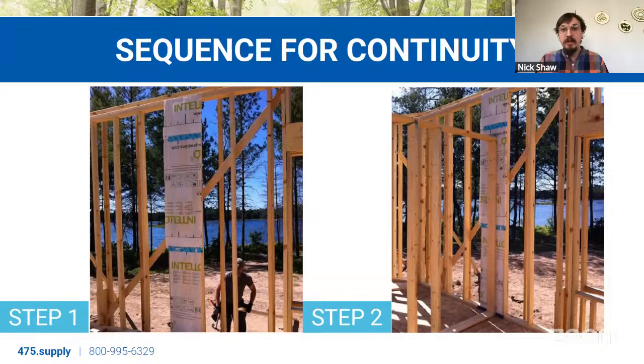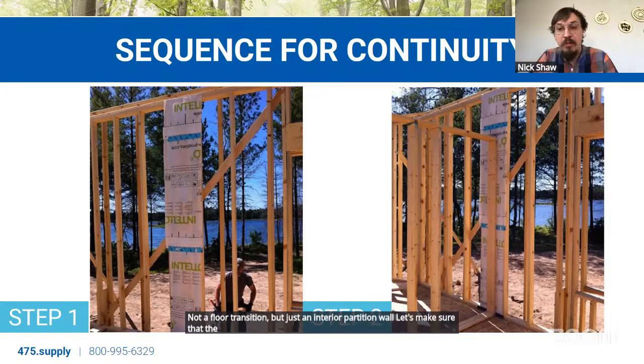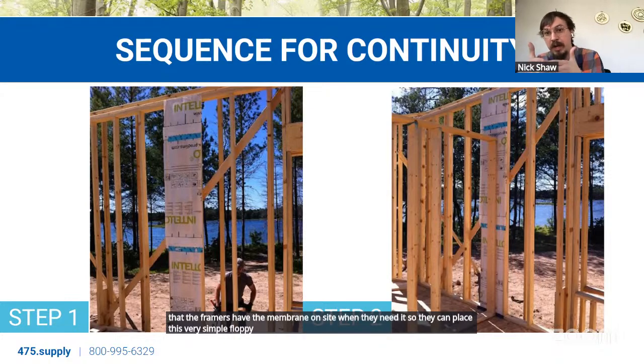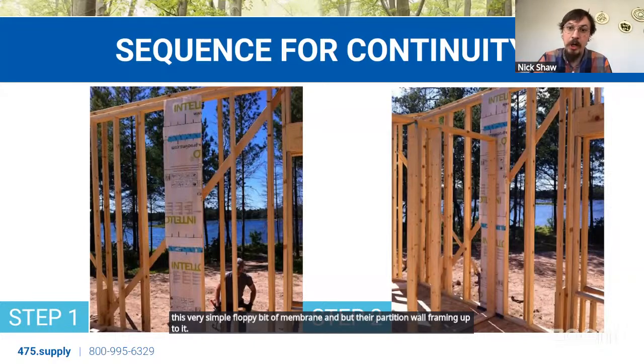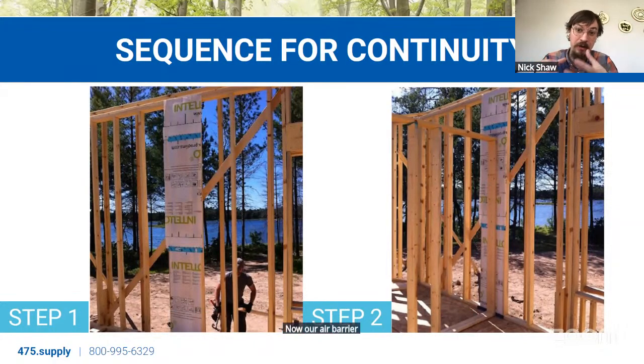Not a floor transition, but just an interior partition wall. Let's make sure that the framers have the membrane on site when they need it, so they can place this very simple floppy bit of membrane and butt their partition wall framing up to it. Now our air barrier runs continuous at the shell of the building.